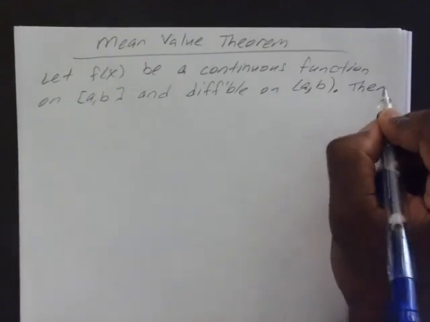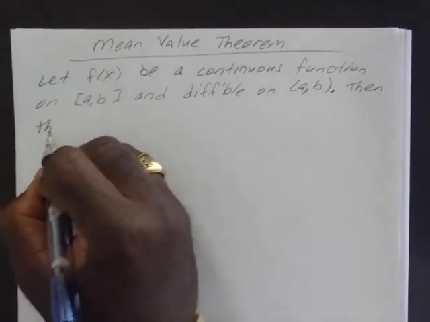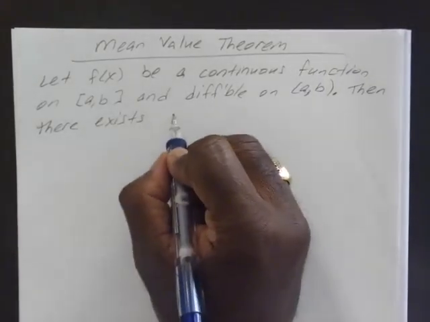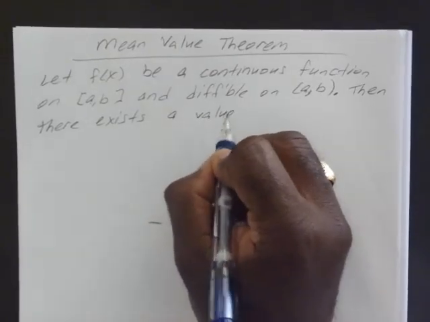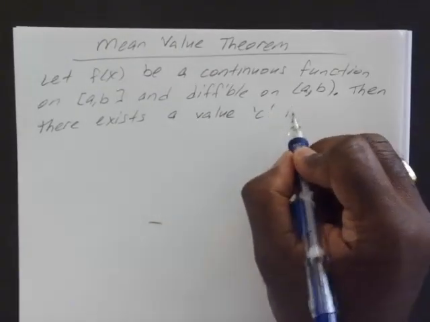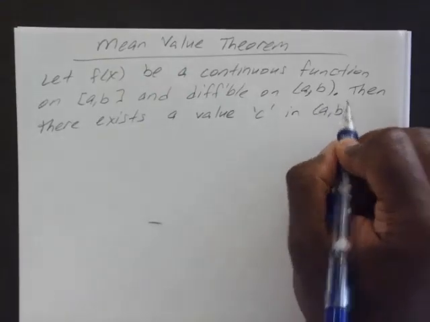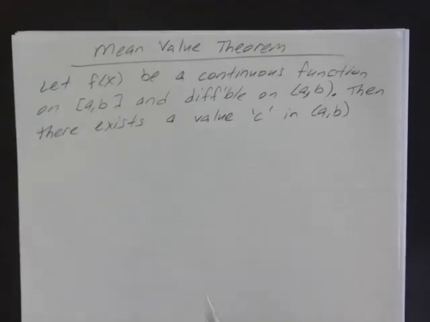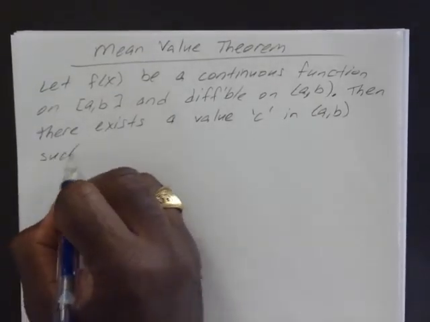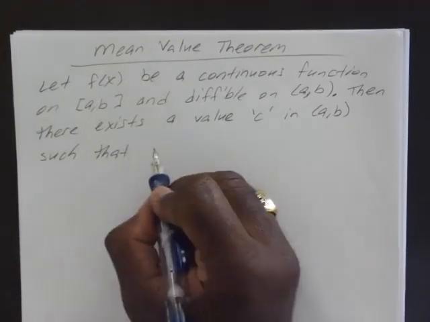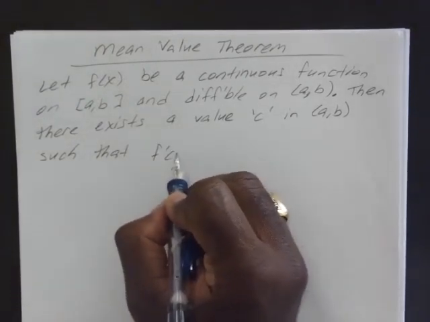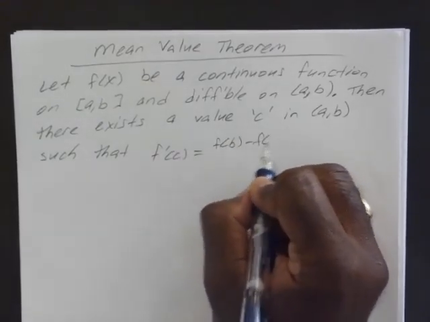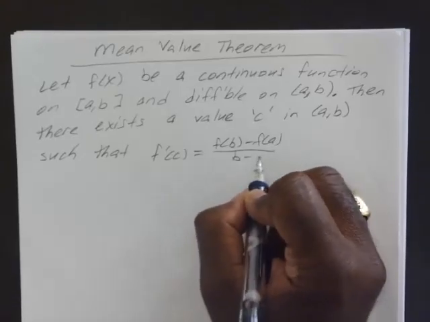Okay. And we know that then there exists a value c that's in the interval from a to b. Now this one kind of goes a little bit of a different direction. Okay, such that f prime of c is equal to f of b minus f of a all over b minus a.